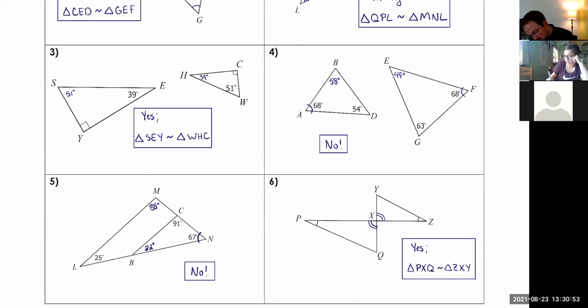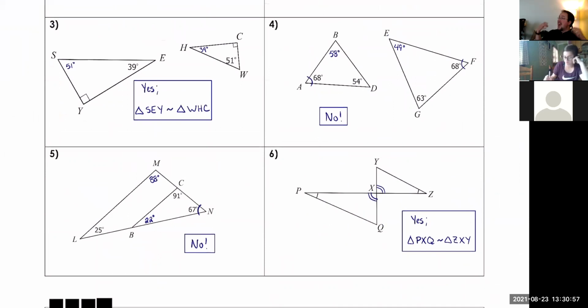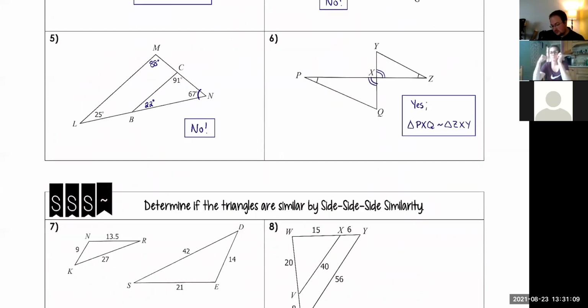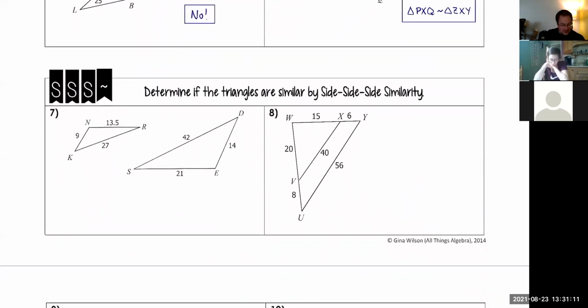So those 6 all used in one way or another angle-angle similarity. We needed at least 2 congruent sets of angles in order to determine whether or not 2 triangles are in fact similar. Moving on to the next one.